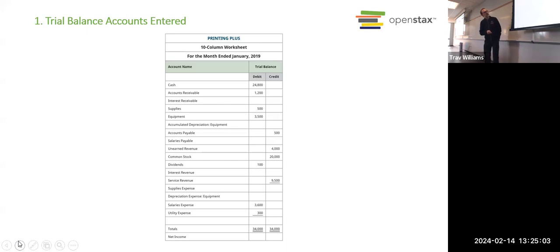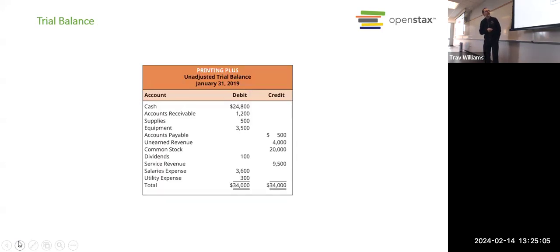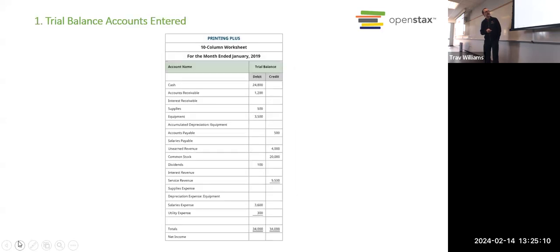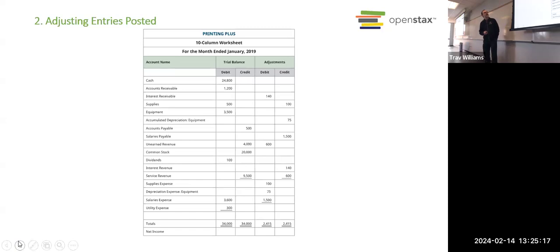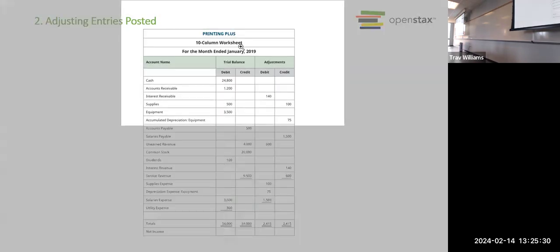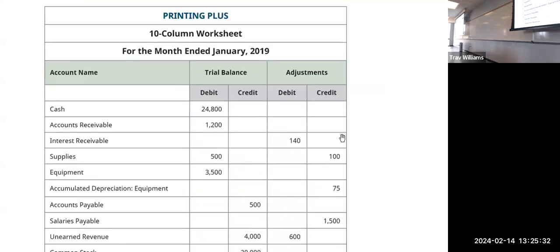So that's pretty straightforward. So this is the unadjusted trial balance. So again, same information. Just the format looks a little different, okay? But it's really the same. So then we could make our adjustments. Let's zoom in here because I know that's kind of small. Okay. Zoom in. Now let's see what adjustments have been made.